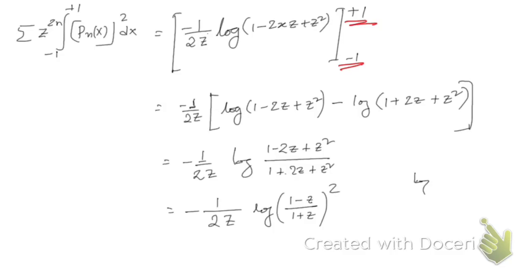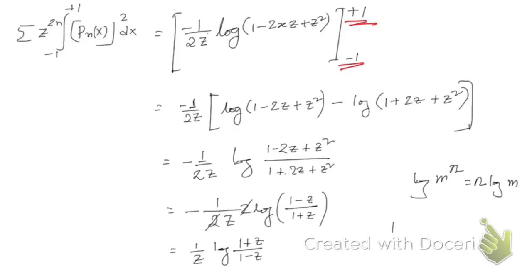And we know the property that log of m to the power n can be written as n into log of m. So if we use that property, we can bring this 2 out front, and this 2 will be cancelled by this one, right? So at the end we end up getting this. If you make it positive, then you have to interchange the numerator and denominator. Then you can write 1 by z positive. If you write it positive, then it will be log of 1 plus z by 1 minus z.